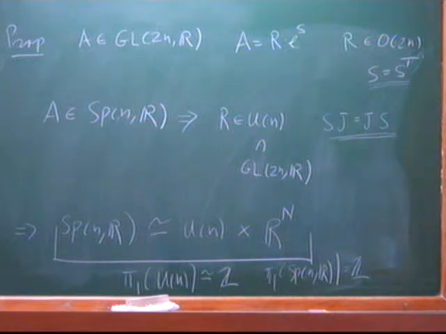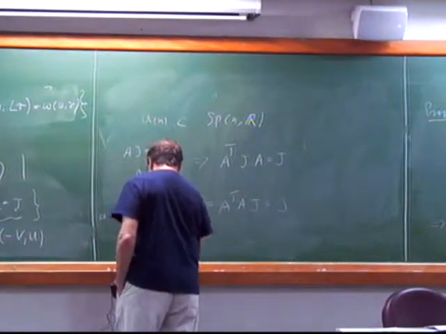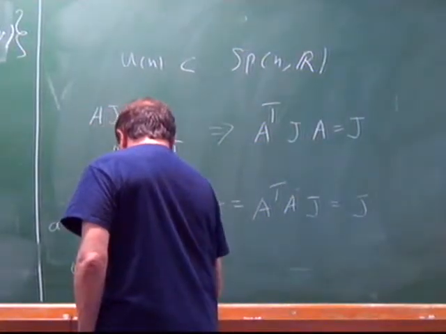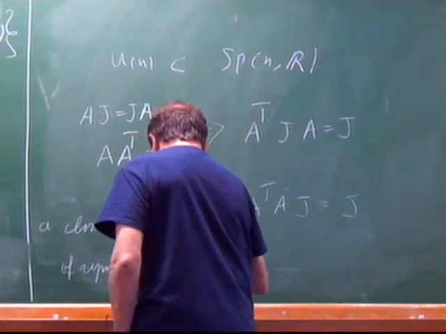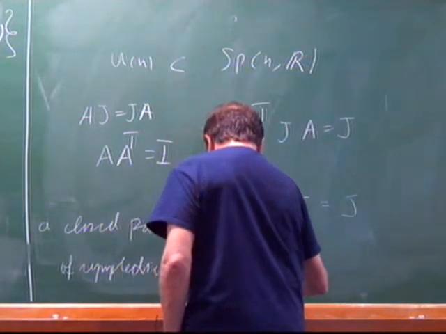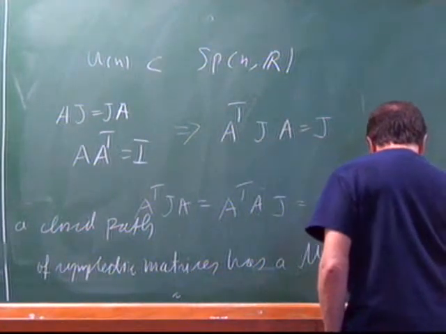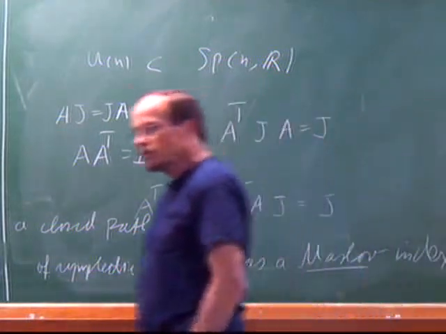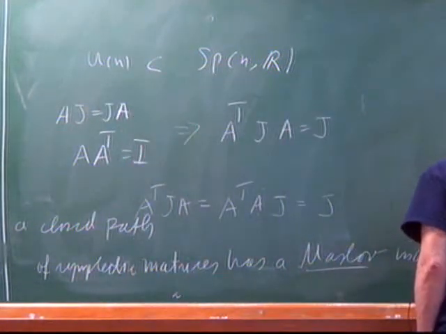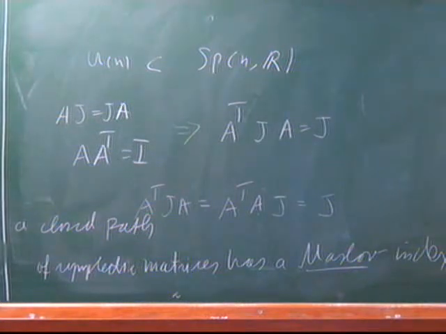So, a closed path of symplectic matrices has what's called a Maslov index. So that's what it's called. So a certain integer, which is precisely what element in pi1 it represents here. Okay. It's like a homomorphism from the fundamental group into the integers. So when I compose symplectic matrices, the Maslov index multiplies.